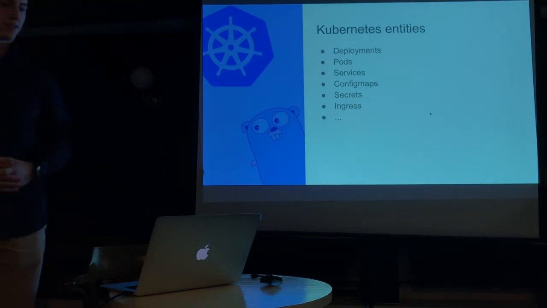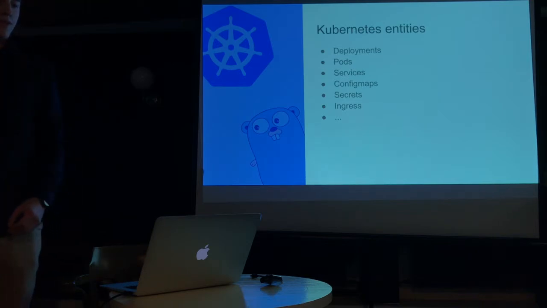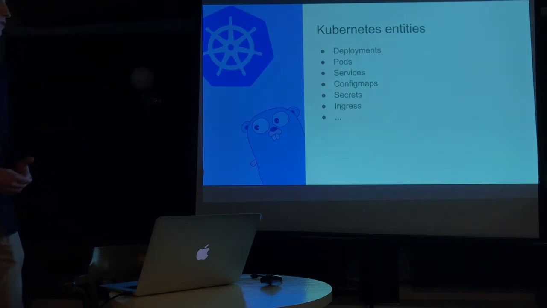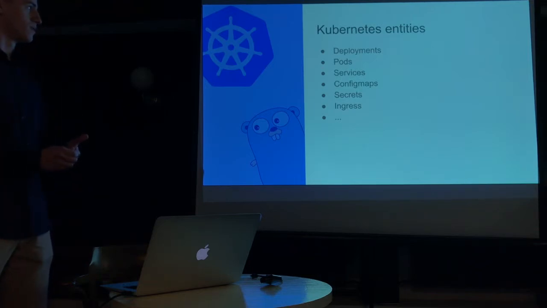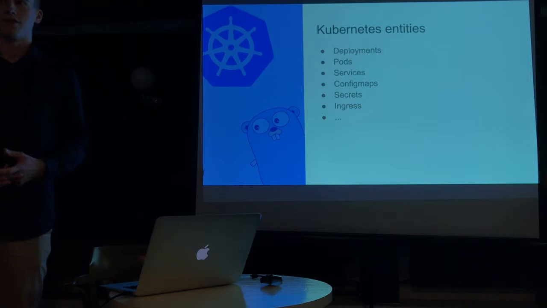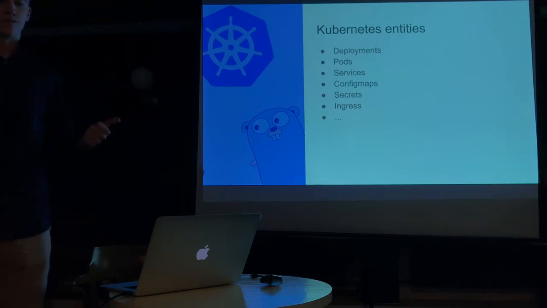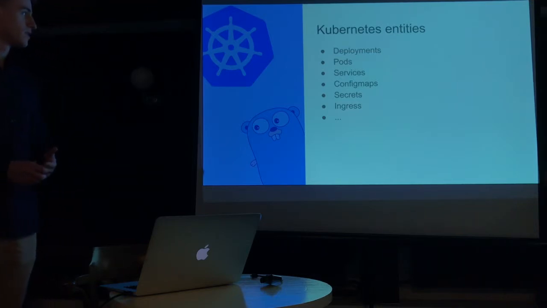Other important entities are config maps and secrets. They are very similar. Config maps are used for storing configurations. You can upload your configuration to Kubernetes and then use it in the container. It can be mounted, or another way is to use contents of the config as environment variables in your container. Secrets are used for storing sensitive data like keys, API keys, tokens, passwords, and everything like this.